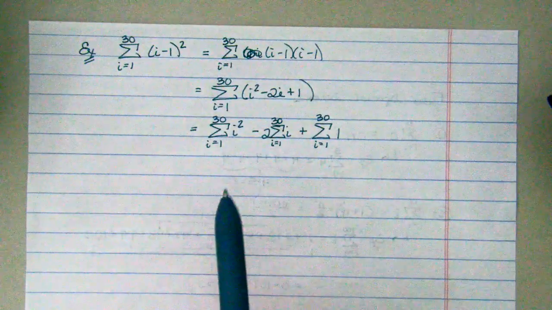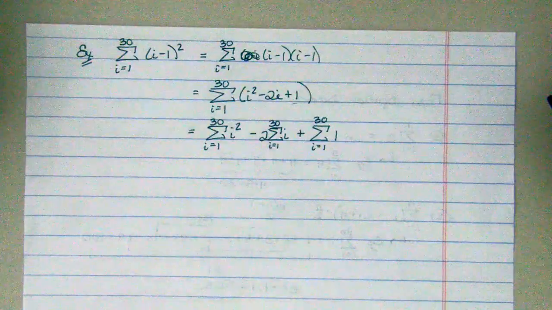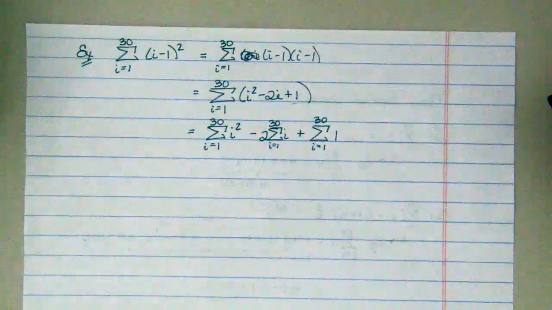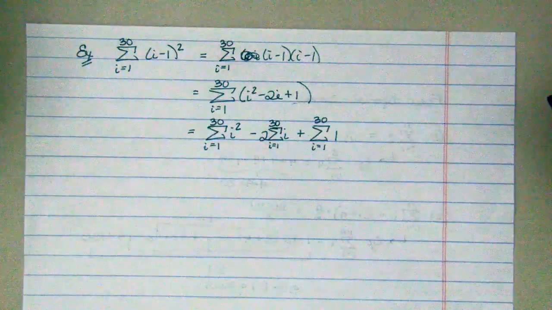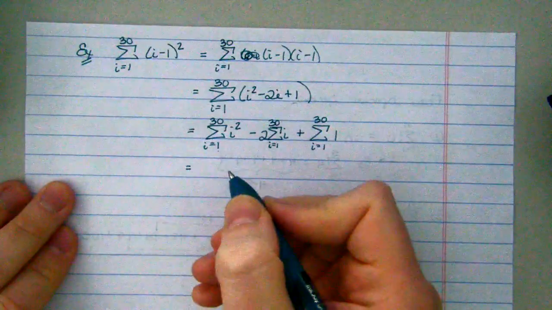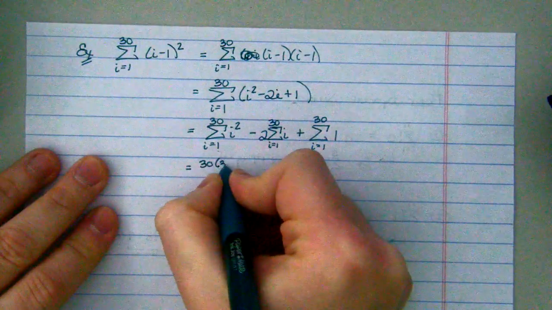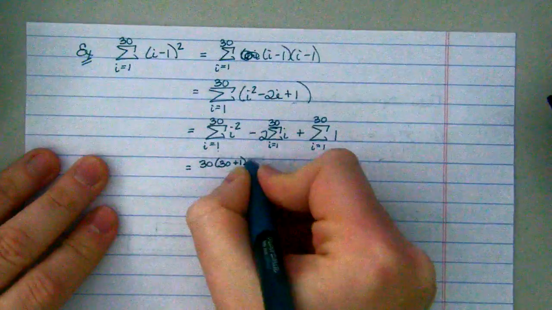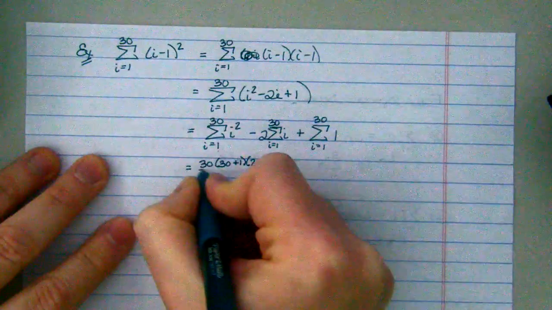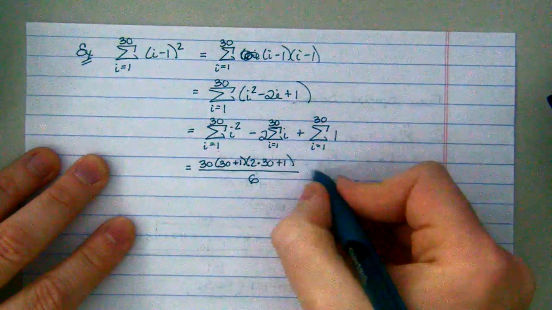And the point is, now I have 3 sigmas that I can evaluate using the formulas that I just gave you. So, to do the sum as i goes from 1 to 30 of i squared, I'm going to plug 30 into my i squared formula. I'm going to get 30 times (30 plus 1) times (2 times 30 plus 1) over 6. I'll figure that out in a moment.